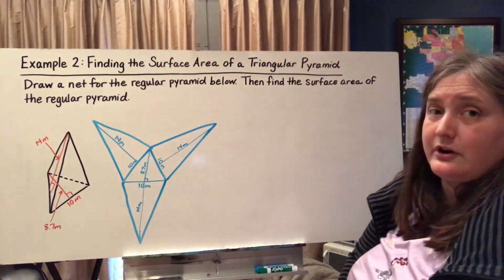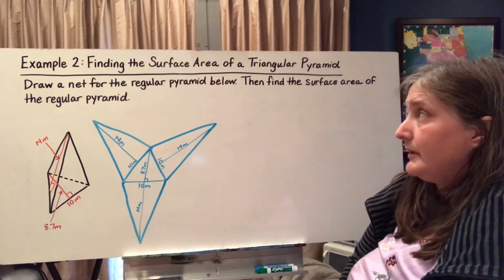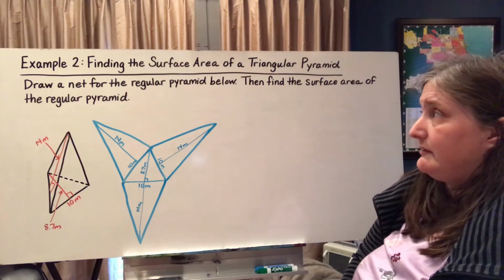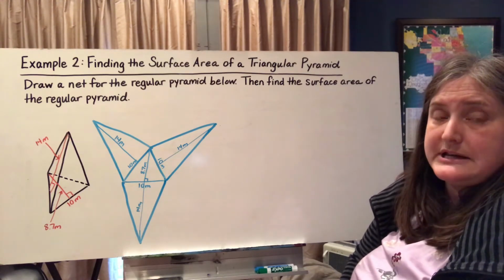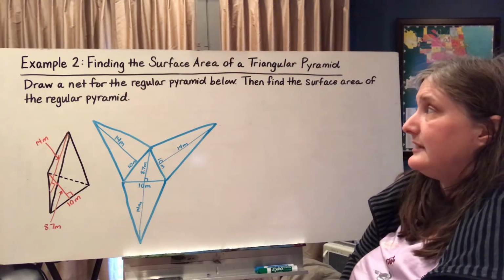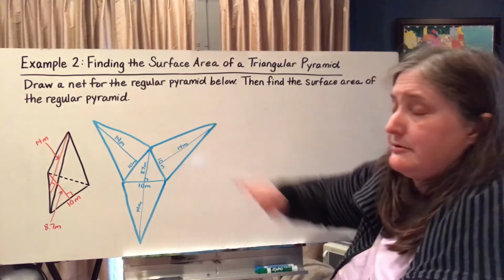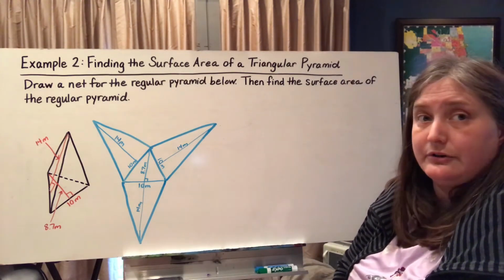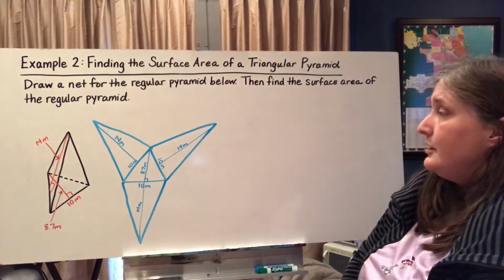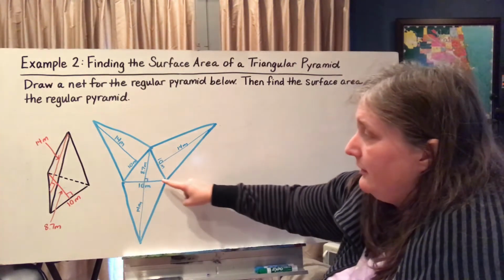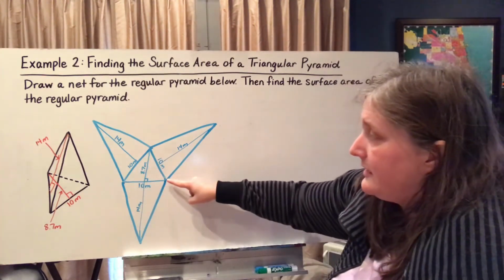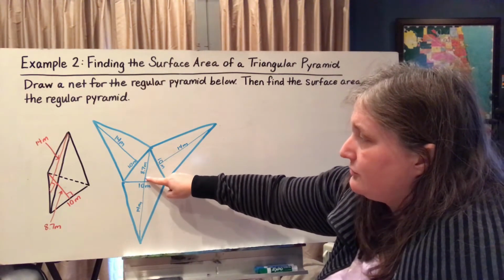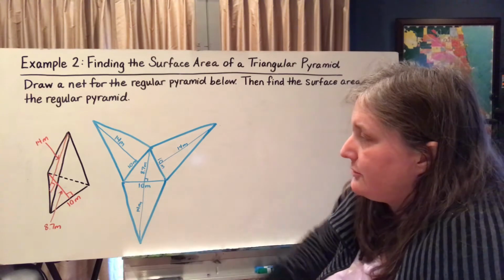Let's find the surface area of a triangular pyramid. A triangular pyramid has a triangle base. In this case, it's going to be an equilateral and equiangular triangle because they are telling us it is a regular pyramid, which means its base is a regular polygon. All angles and all sides are the same. So my base is here in the middle. It's a 10 by 10 by 10 sided triangle, and the height of that particular triangle is 8.7 meters.